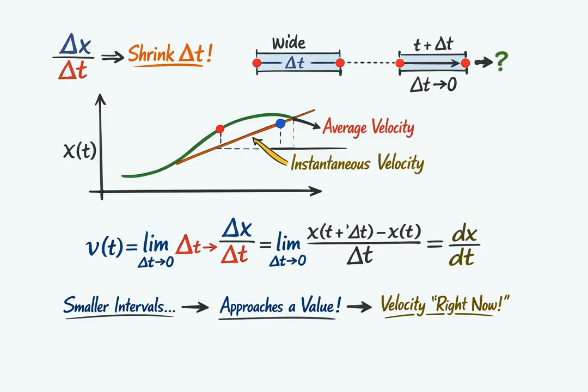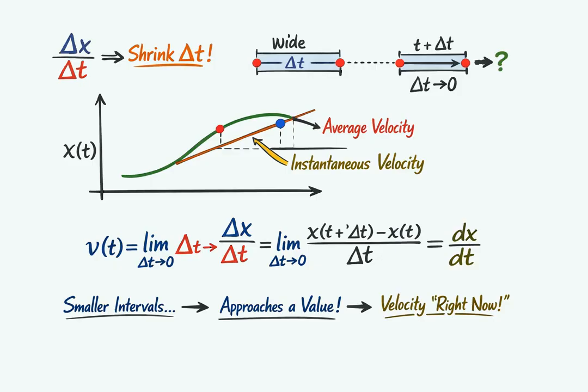If position is a function x of t, then instantaneous velocity is defined as v of t equals the limit as delta t goes to 0 of delta x over delta t, equals the limit as delta t goes to 0 of x of t plus delta t minus x of t, over delta t, equals dx by dt.